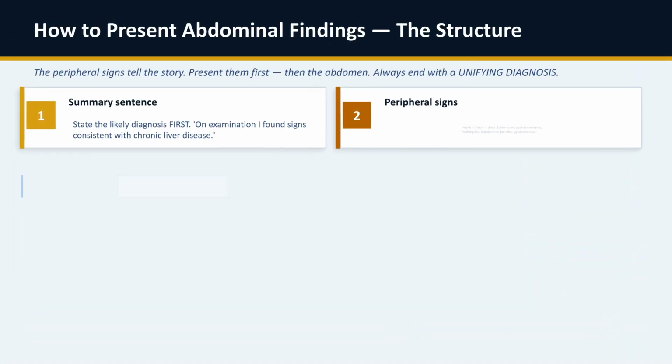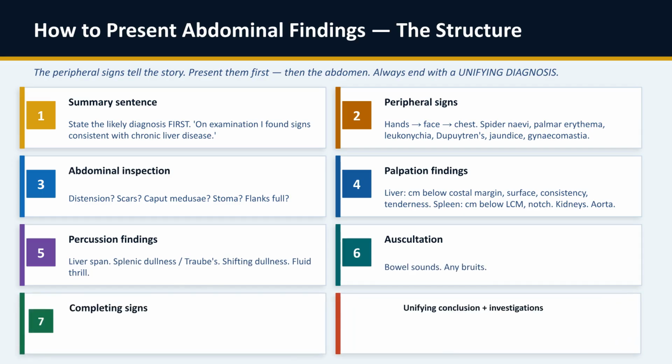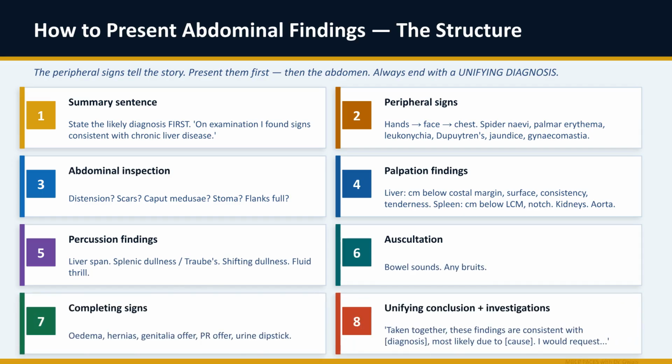How to present abdominal findings: one summary sentence. Then peripheral signs, starting from the hands and working up. Then abdominal findings: palpation, percussion, auscultation. Then completing signs. Then your conclusion, a unifying diagnosis. Then investigations. Here is what this sounds like for chronic liver disease.